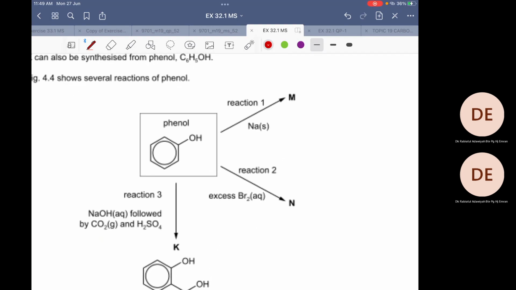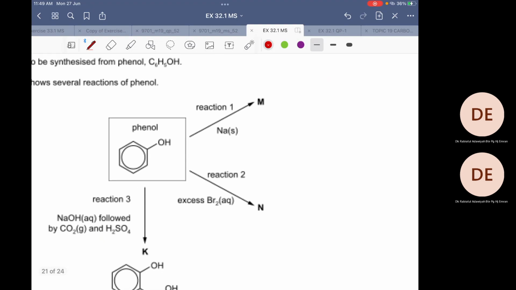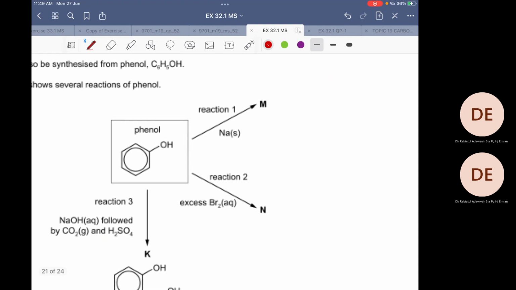And we've got the first reaction without looking at what the question is asking us. That is a metal acid reaction. Okay, weak acid, just to remind us that phenol is a weak acid, reacts with metal to form salt plus hydrogen gas, just like a normal inorganic acid.